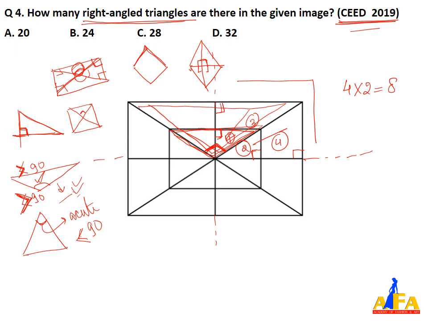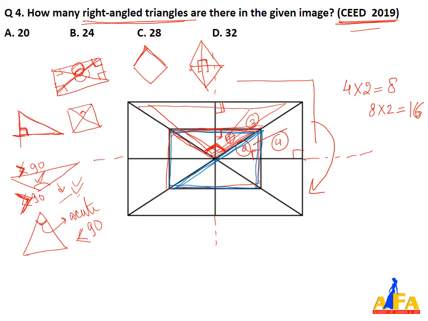Okay, so 8, and then this shape we will multiply with the lower shape. So 8 into 2 is 16. Okay, now you have calculated. Now you have to see what the common things are. Common things, like we can see that this is the smaller rectangle. Okay, so this is the rectangle, this is the rectangle, these are forming the diagonals.